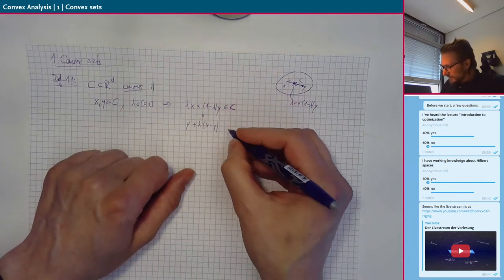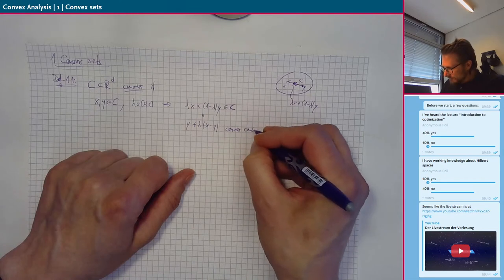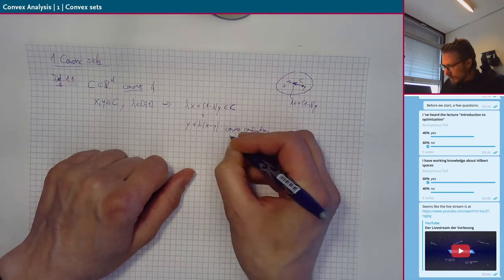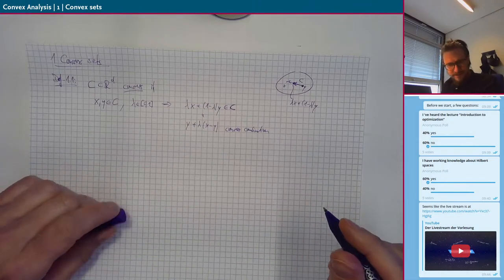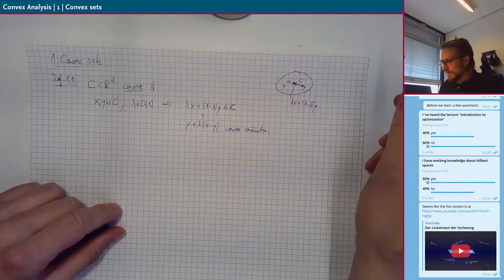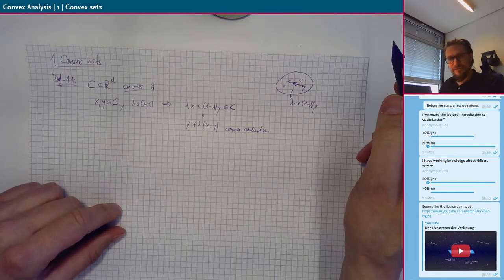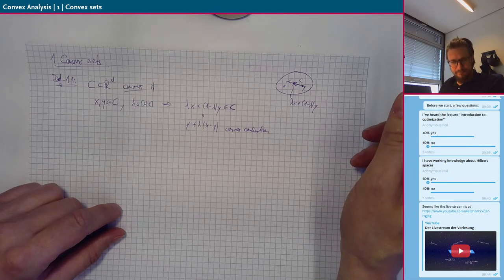This here is called a convex combination of x and y with lambda. Okay, that's it. That's convexity. So, in pure words, without any formula, you could say a set is convex if for any two points in the set, the line connecting these two points is also contained in that set.